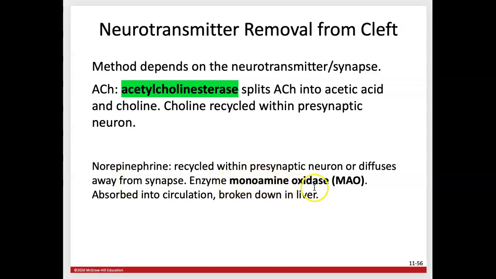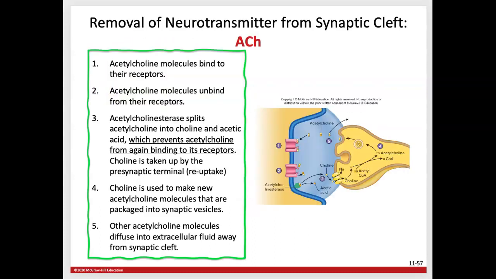Monoamine oxidase is the enzyme that will help to break it down. So I don't really focus so much on the norepinephrine. You're going to hear me mostly talk about acetylcholine. So, removal of the neurotransmitter from the synaptic cleft. Basically, I already kind of went over this, and you can read through this.